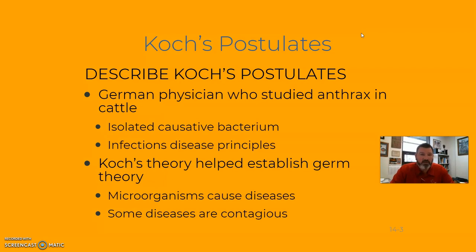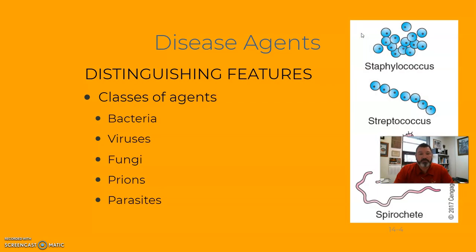Koch was a German physician who mainly studied anthrax in cattle, but really is one that is primarily responsible for doing a lot of research on causative bacterial agents, different disease and infectious disease principles, and really has helped establish the germ theory that we know today, and started to lay the groundwork for understanding contagious disease and how some of them are much more infectious than others and how they affect livestock.